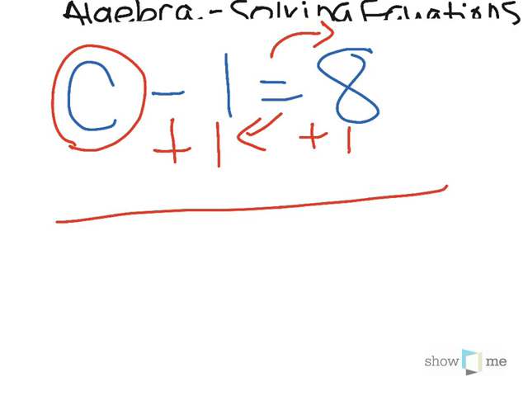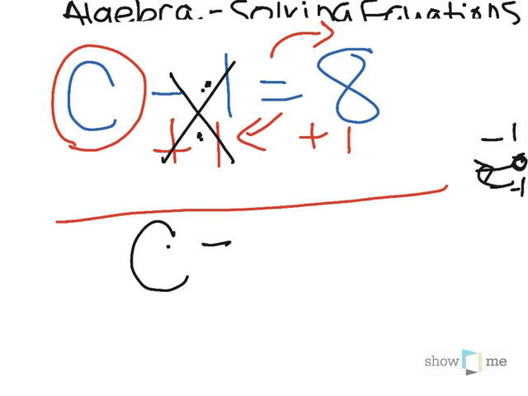Now I have a negative 1 and a positive 1. If I have negative $1 and I were to add 1 to it, that brings me up to 0, right? Same thing here. If I have a negative 1 and a positive 1, they become nothing. They cancel each other out. So I'm only left with my friend, the c. 8 plus 1: if I do it to this side, I do it to this side, so I have to add 1 here, and that becomes 9.